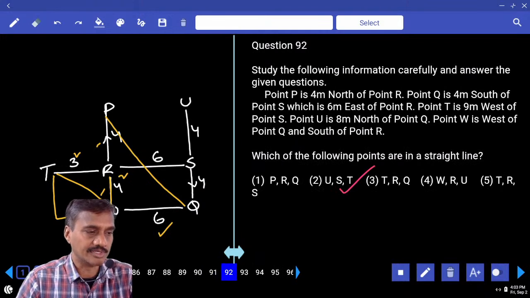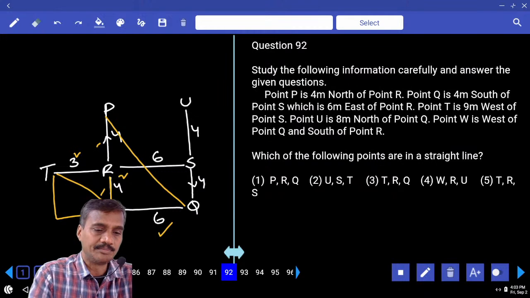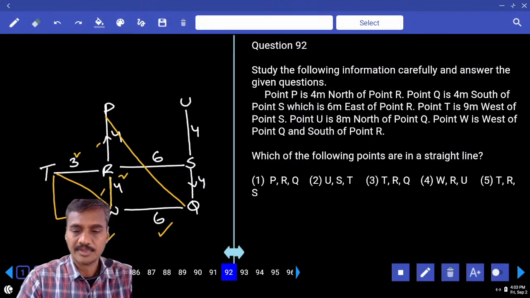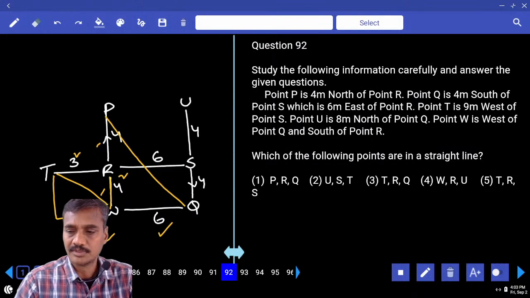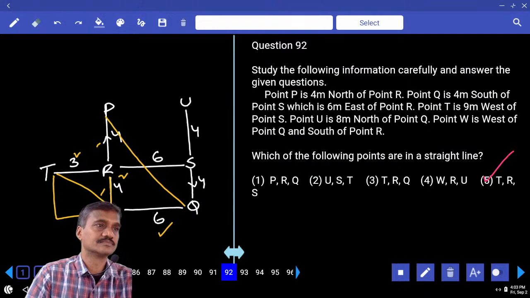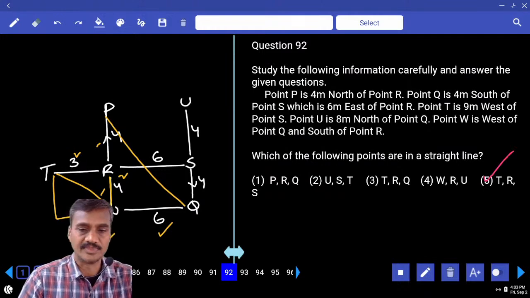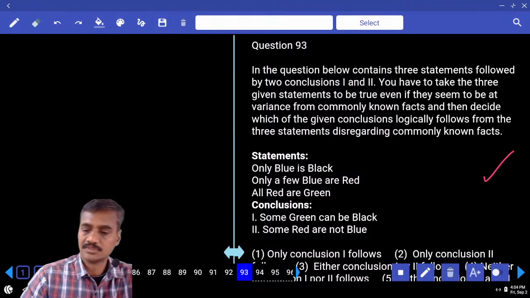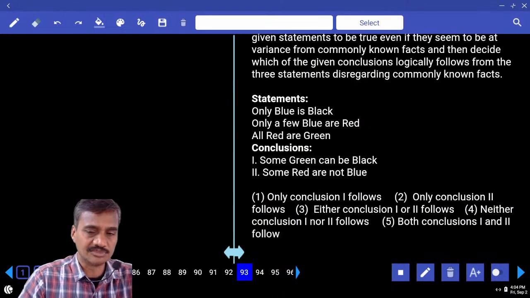Then 92. Which of the following points are in a straight line? PRW, TRS, USQ. TRS, they were in a straight line, choice 92. Then 93 onwards. Now they are based on syllogisms.